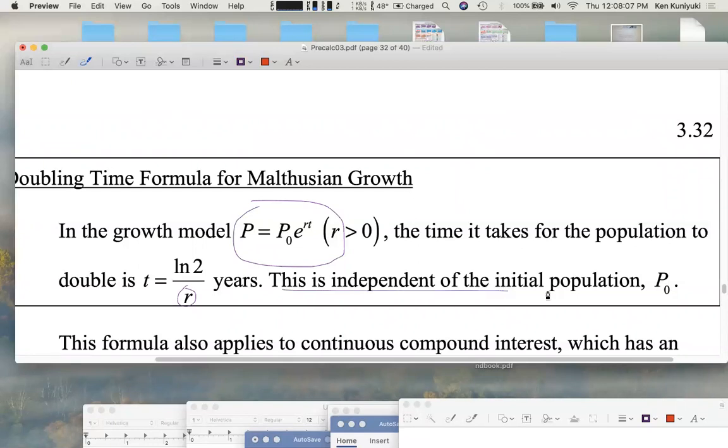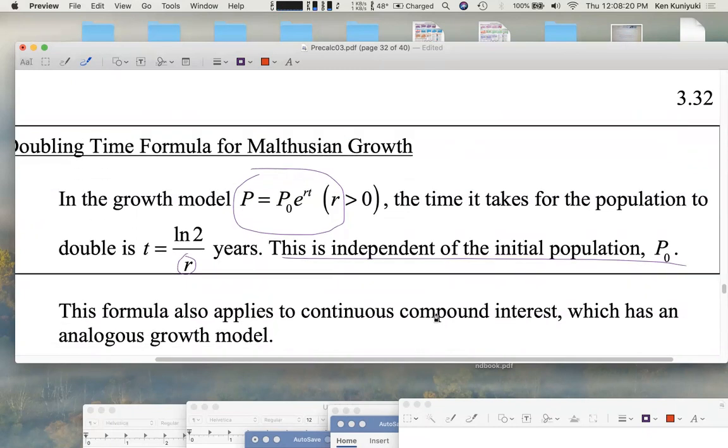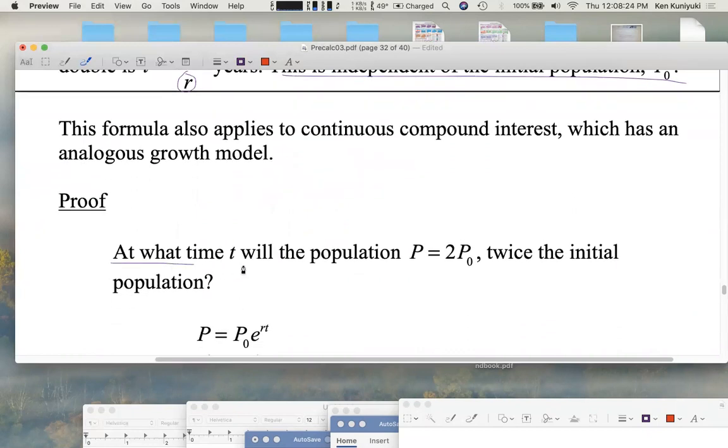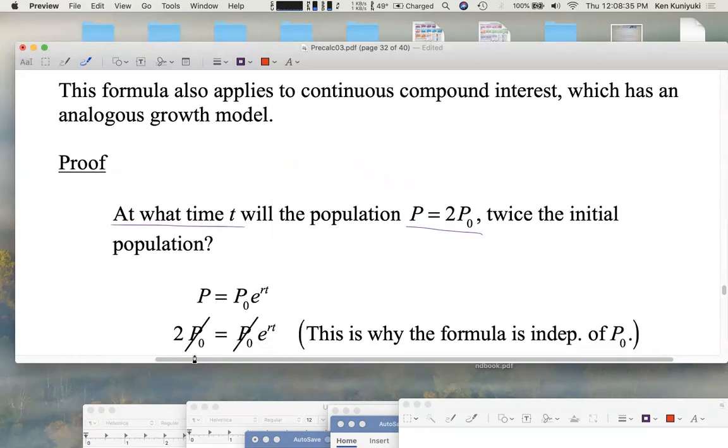Now, this is independent of the initial population, and I'll show you what I mean by that. All right, so anyway, let's solve this in the case where the population we care about is twice the initial population. At what time t will the population p be twice the initial population? We'll replace p with 2p naught. Okay, 2p naught equals p naught e to the rt, and look what happens.